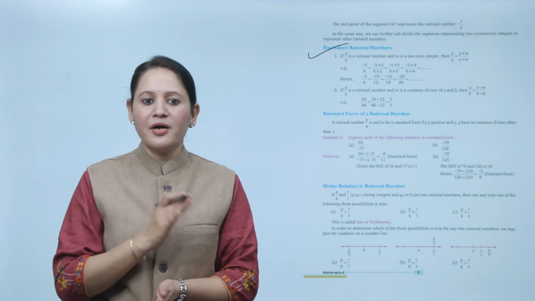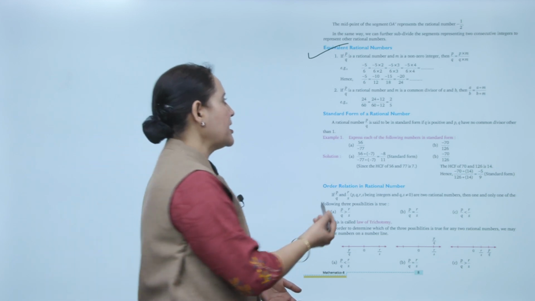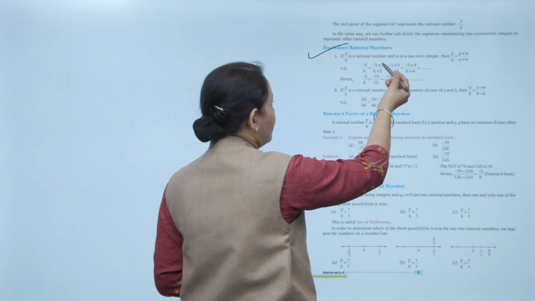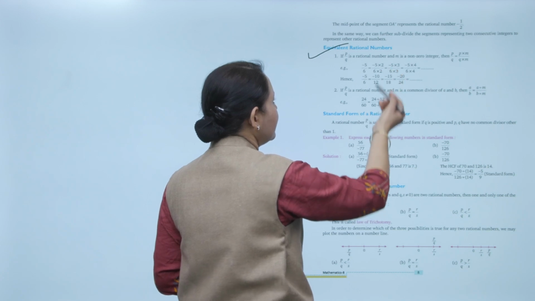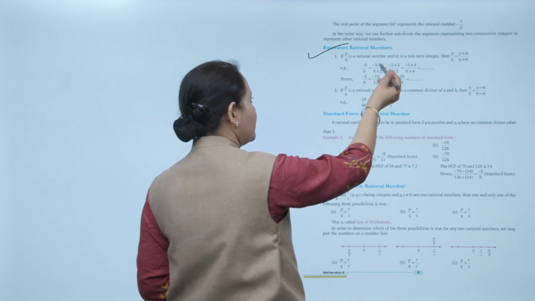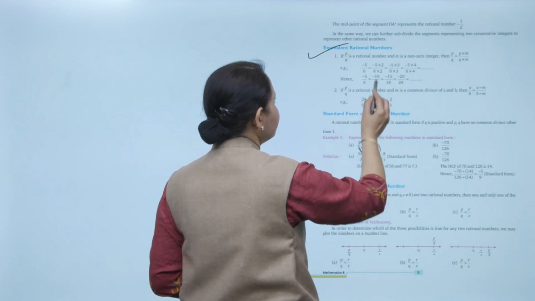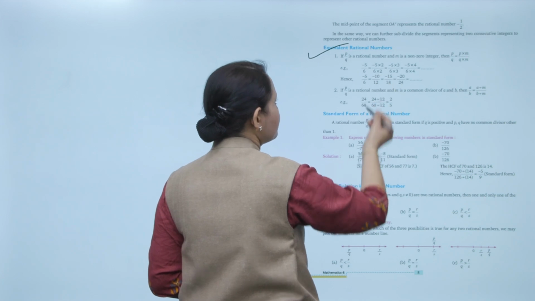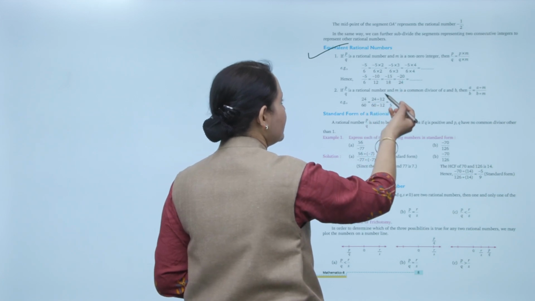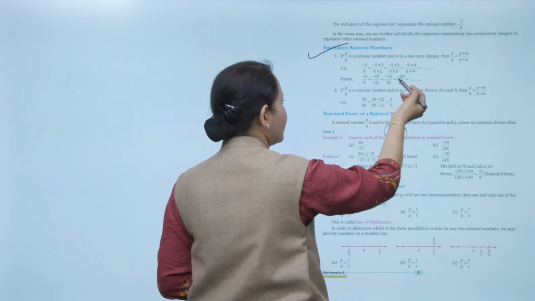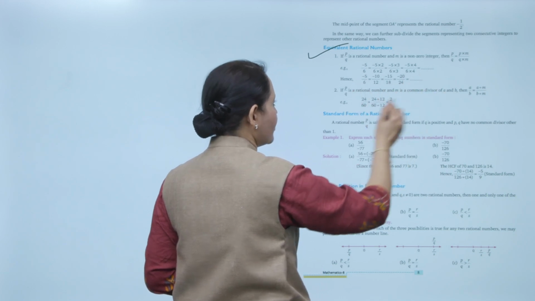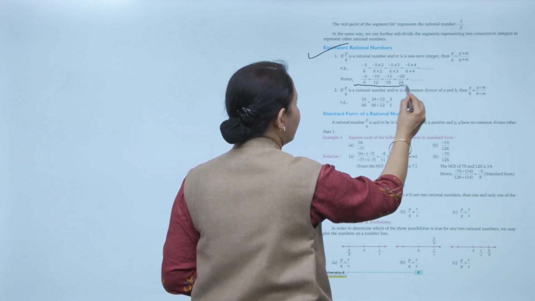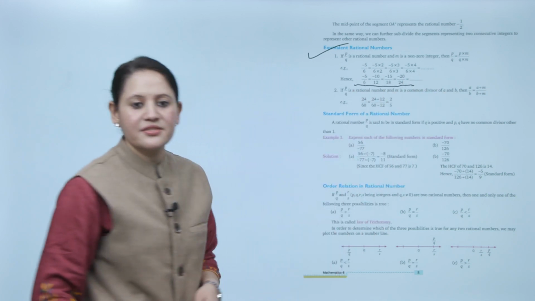So, minus 5 upon 6. If we multiply both numerator and denominator with the same non-zero integer, here we are multiplying with 2, we will get minus 10 upon 12. 3 से करेंगे, minus 15 upon 18. 4 से करेंगे, so minus 20 upon 24 and so on. So, all these are equivalent rational numbers.